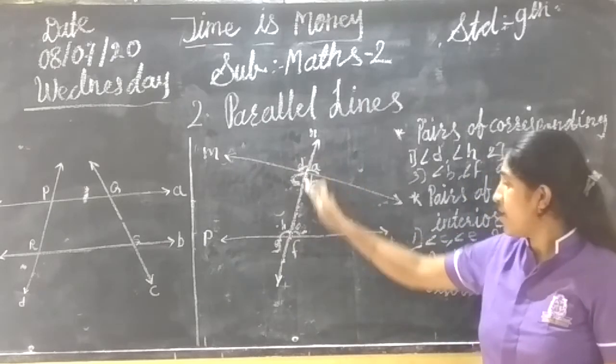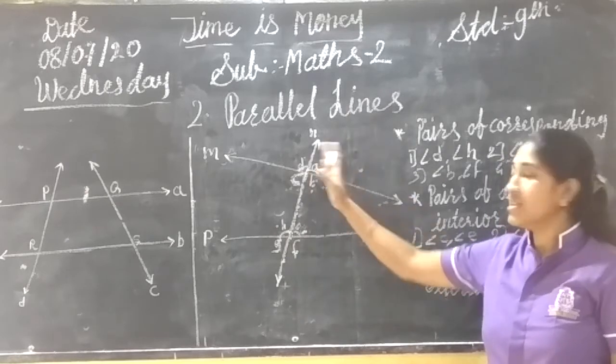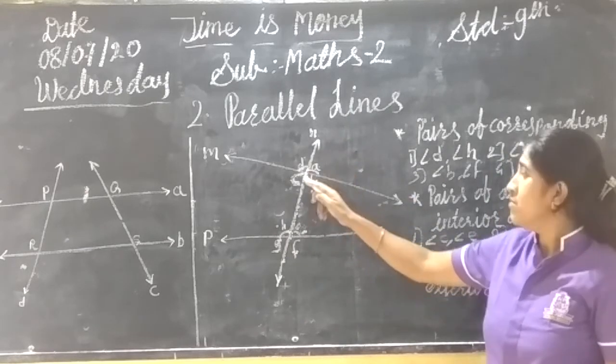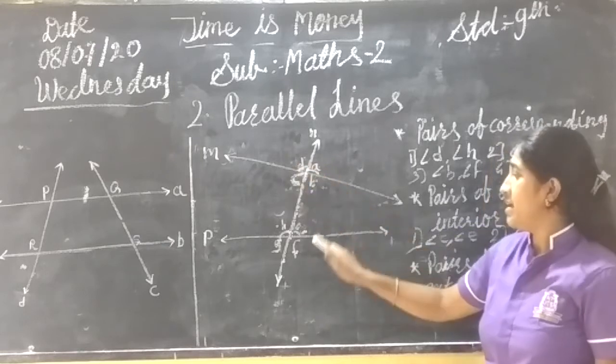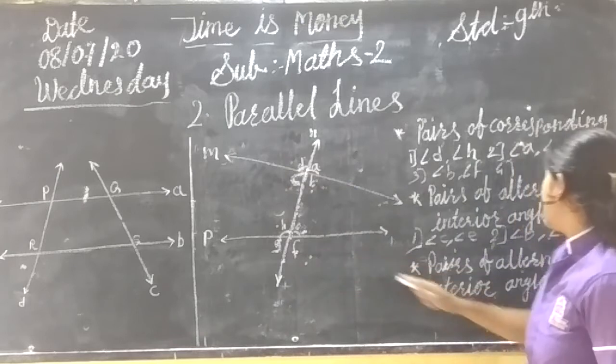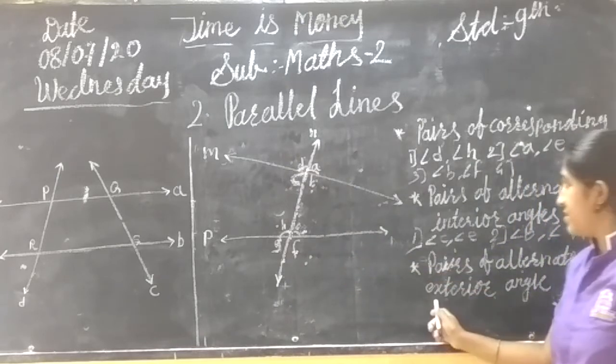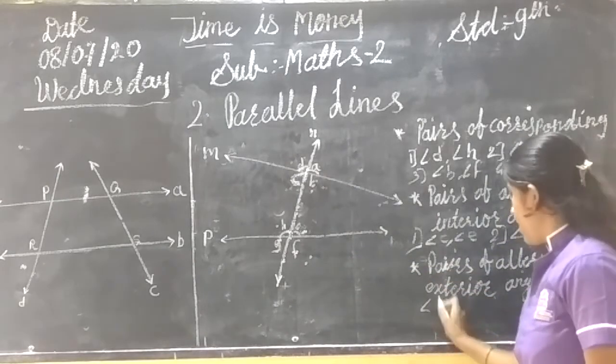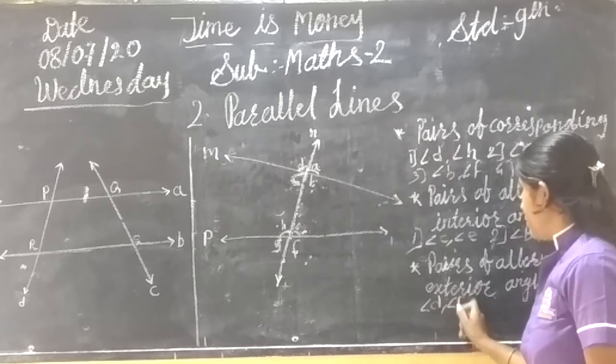See, these two angles are on other sides of the line. Okay, one angle, that is D, is here and F is this side. These are the alternate exterior angles. Which are those? Angle D and angle F.